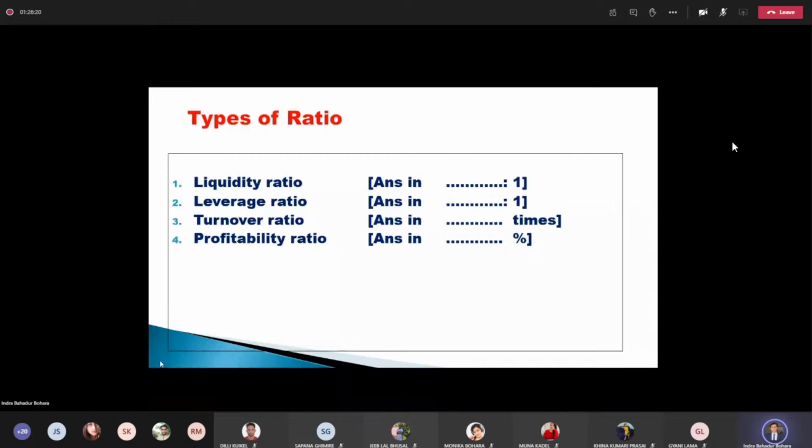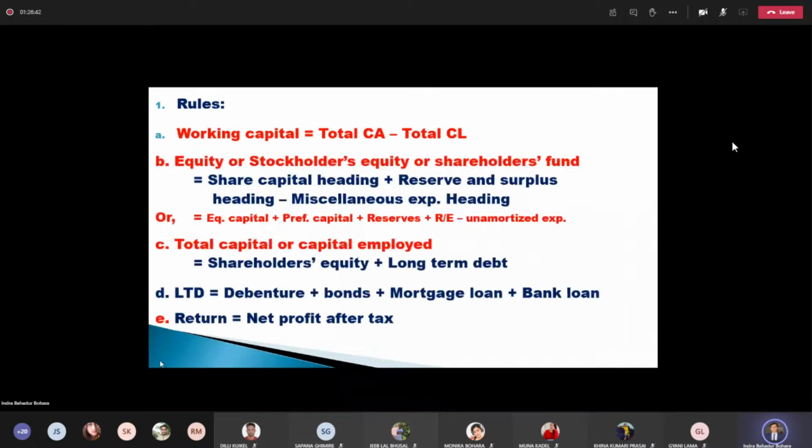Another is turnover. Turnover ratio is calculated to know the amount of credit sales with respect to different variables, or the amount of sales with respect to different variables. And profitability ratio measures the profitability position of the company. Before starting the calculation of different ratios, we must know the basic concepts that you already studied at the plus two level and bachelor level.